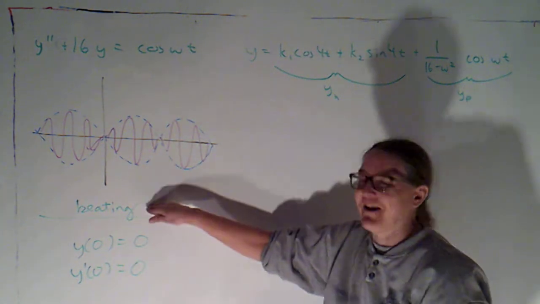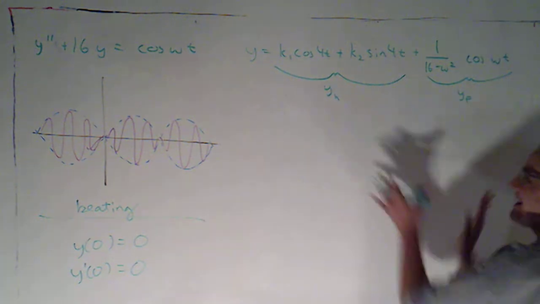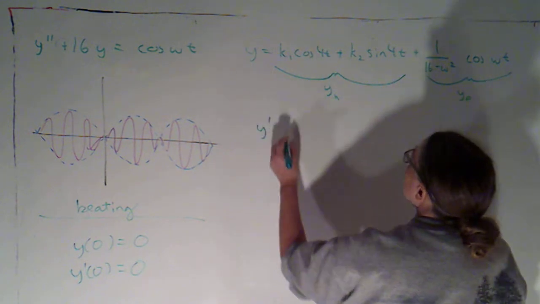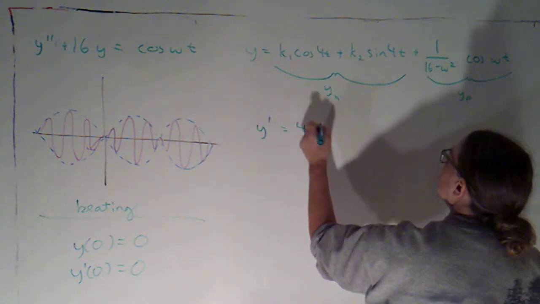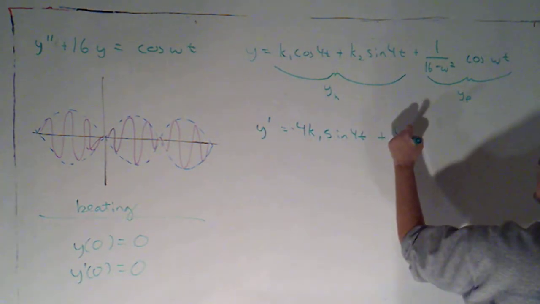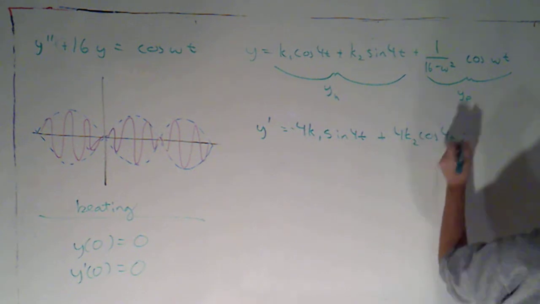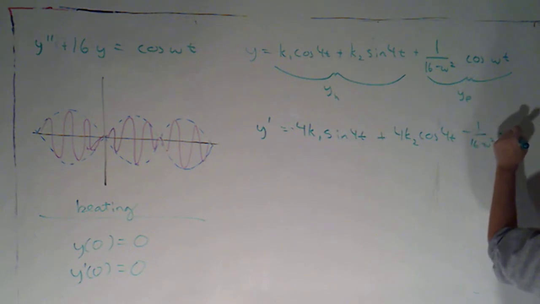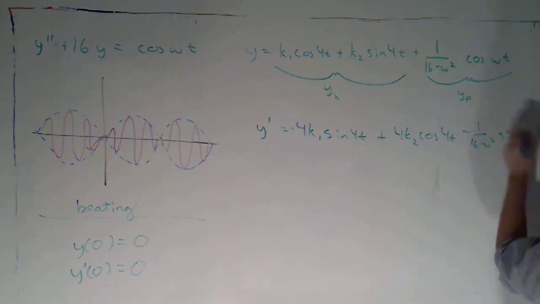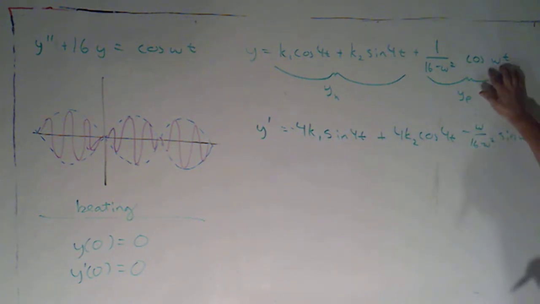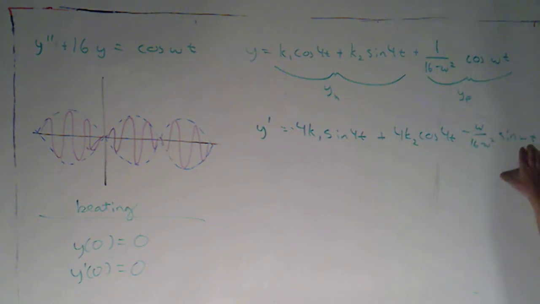That is not necessary for us to have beating. I wrote it over here so I would have room to work. Okay, I'm going to calculate what y prime is here. y prime would be negative 4 K1 times sine of 4t, plus 4 K2 times cosine of 4t, minus 1 over (16 minus omega squared) times sine of omega t, and there's an extra omega in here, sorry, because I'm using the chain rule. So when I take the derivative of cosine omega t, I get negative sine omega t times the omega.